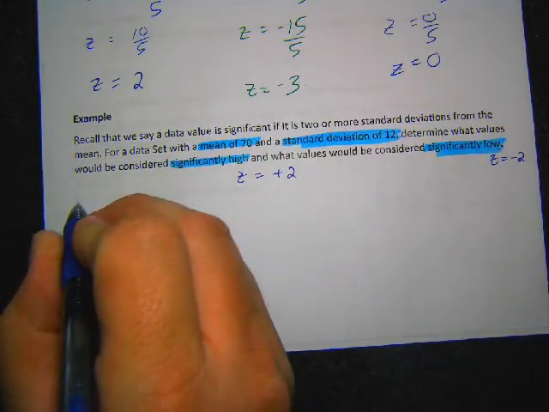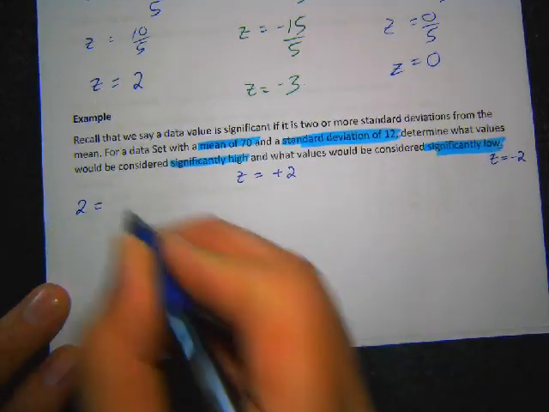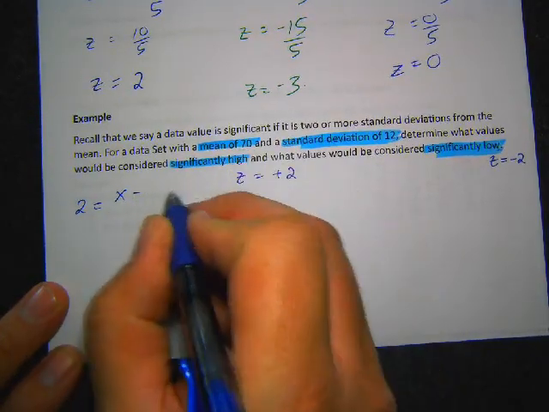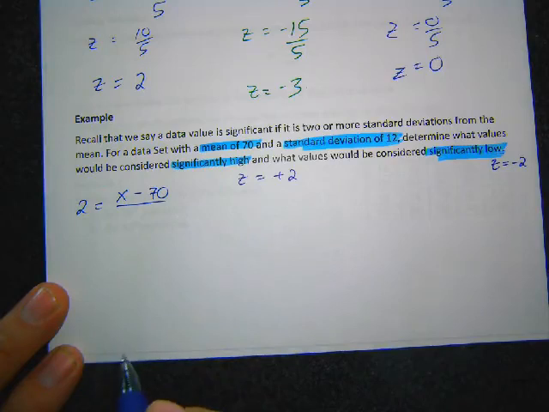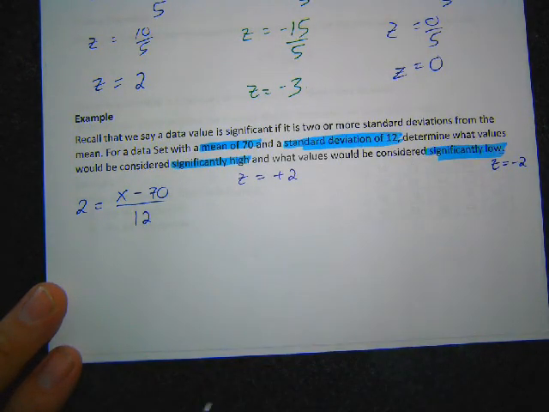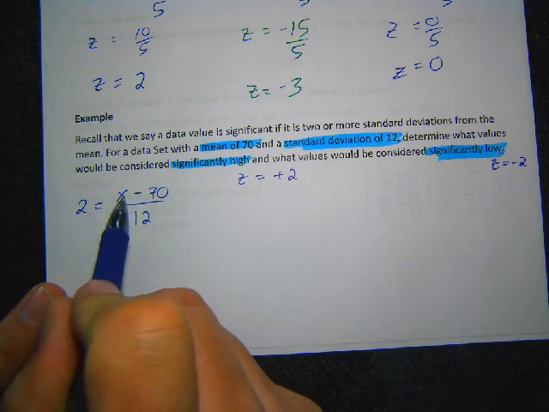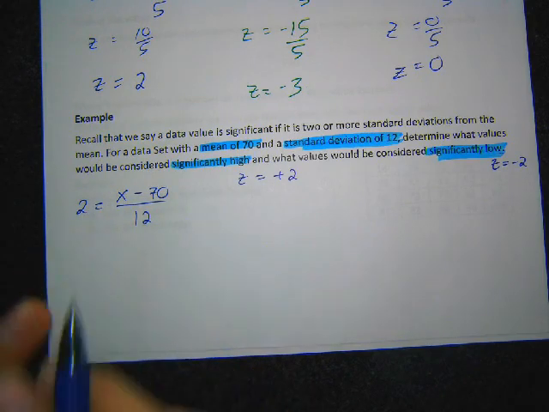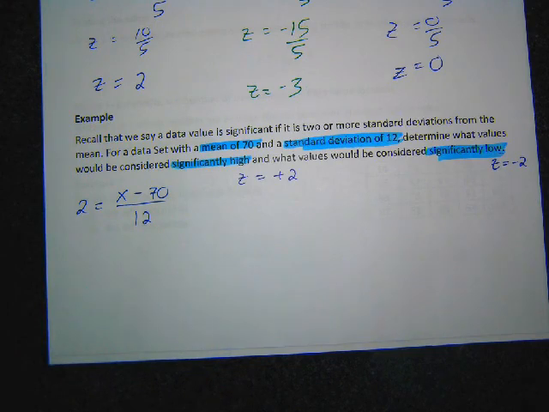So we're going to have the z-score, +2, is equal to the value we're looking for, minus the mean of 70, divided by the standard deviation of 12. We'll use that to figure out what value is going to be significantly high. It's going to be 2. And anything above that value would still be significant, right? Because anything higher, further up, is going to be significant as well.